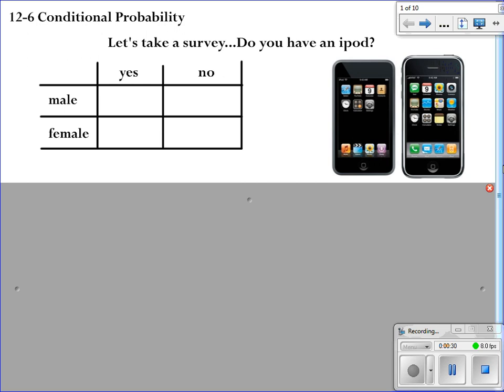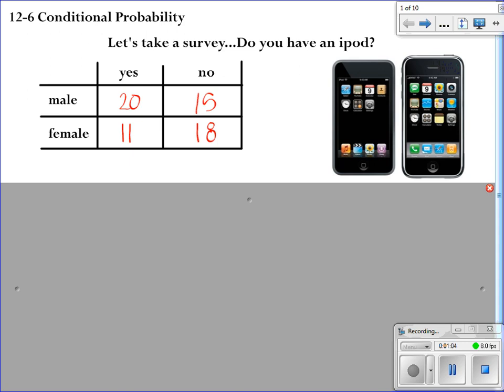yes or no. Let's say I had 20 guys that said they had one, 15 that said they didn't, and out of all the people that were girls, I had 11 say yes and 18 say no. So I just took a simple survey, got these numbers, and now I want to find the probability of picking something based on this data table.